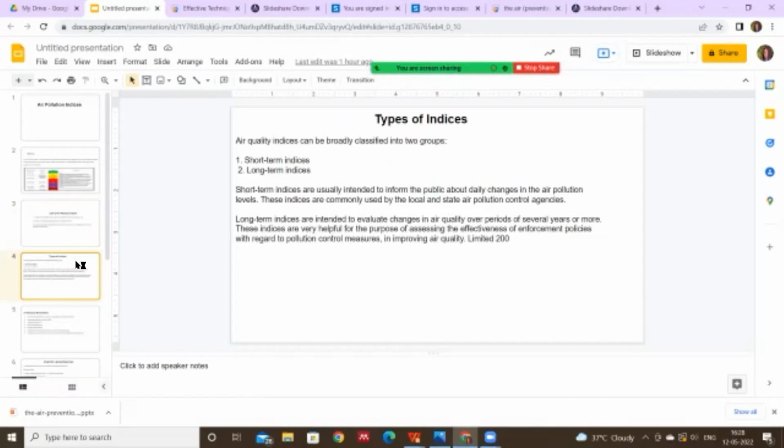So there are two types of index, that is short-term indices and long-term indices. The short-term indices are usually intended to inform the public about daily changes in the air pollution, and long-term indices are intended to evaluate changes in air quality over periods of several years or more. That means short period साठी म्हणजे शॉर्ट म्हणजे काय होणार, 1 दिवसाचं 2 दिवसाचं हे पब्लिकली इन्फॉर्म करायसाठी शॉर्ट टर्म इंडायसेस असतात. अँड लॉंग टर्म इंडायसेस एअर क्वालिटी वर्षानुवर्षी कशी चेंज होत आहे, ओके, त्यासाठी लॉंग टर्म इंडायसेस असतात.